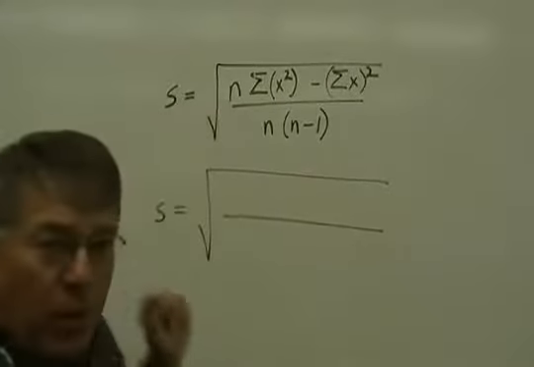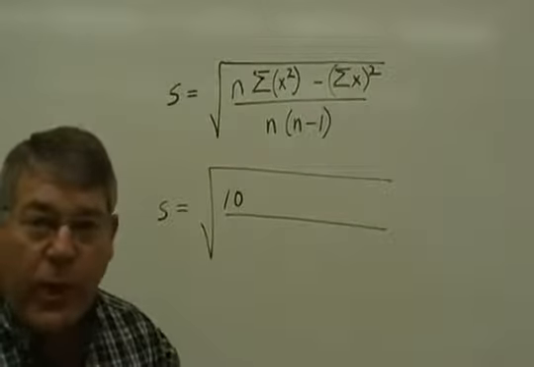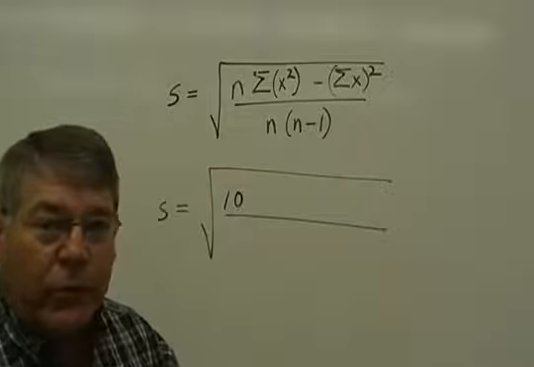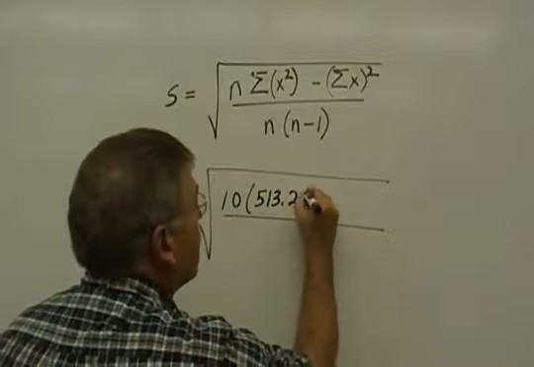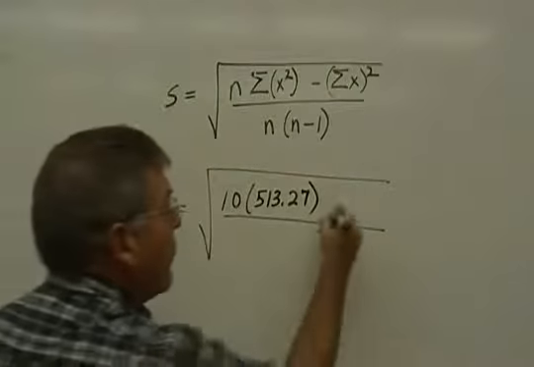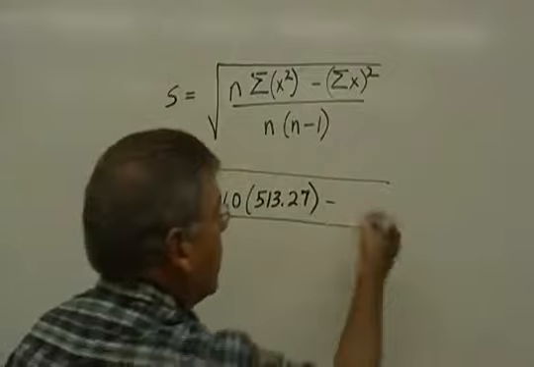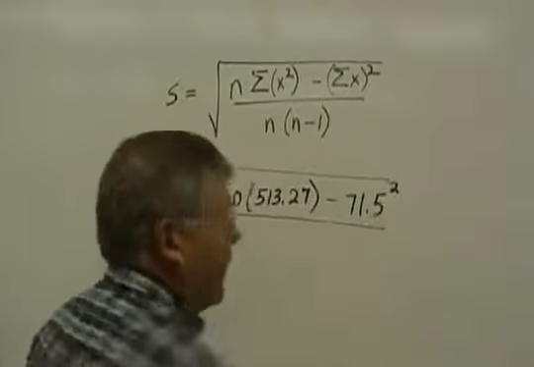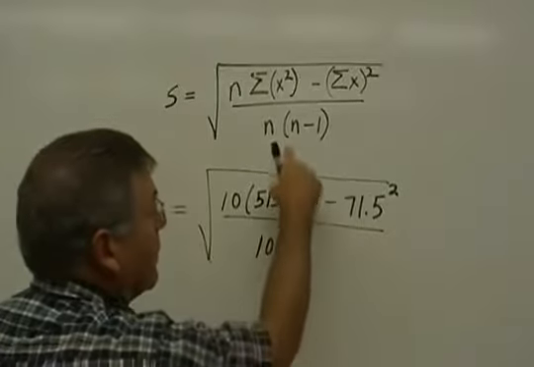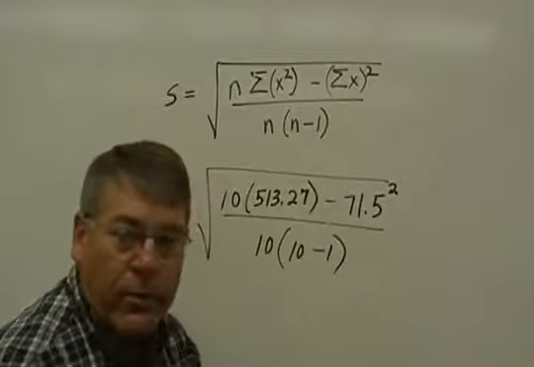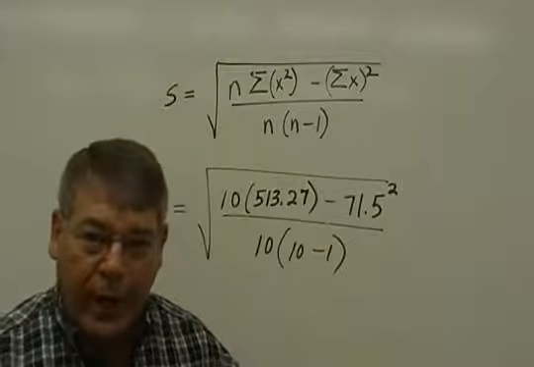Okay, now the n number, of course, is the number of items in the list. That is 10. The sum of x squared is the answer at the bottom of our second column. That number was 513.27. Now from that, we have to subtract the sum of x. That's the answer to the first column, 71.5, and that number must be squared. On the bottom, we have n, which is 10, times 10 minus 1. Now, I call this the plug-in step, and I want you to write this on your paper and on your test.